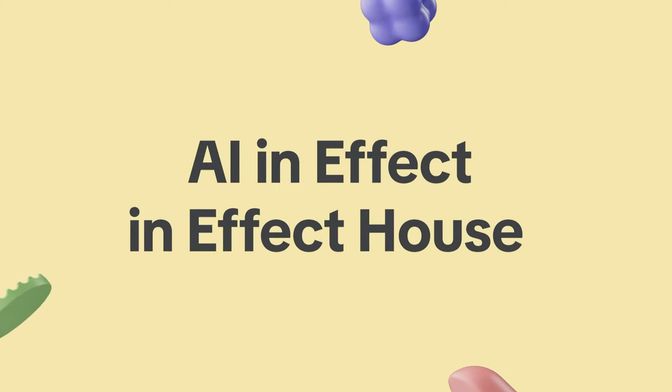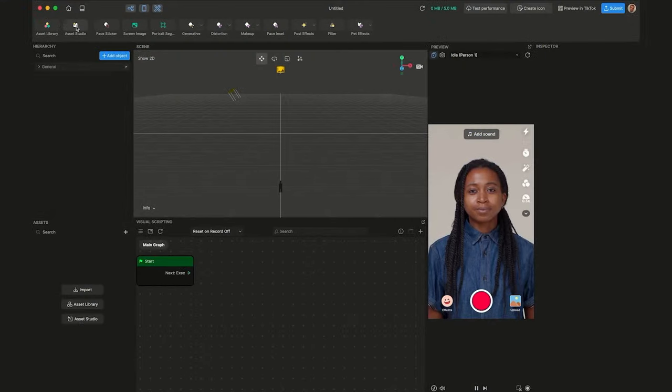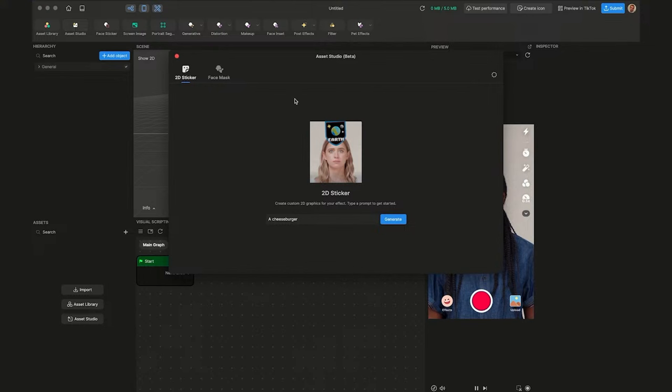We have a few features in Effect House that use AI technology. The first I'm gonna show you is Asset Studio. In the top bar here, you'll see I can click Asset Studio, and then this window pops up. What this does is it allows me to easily generate 2D stickers or face masks using text prompts.